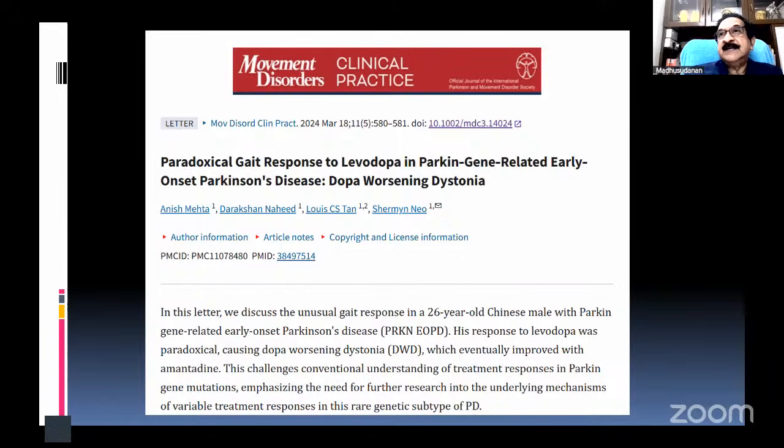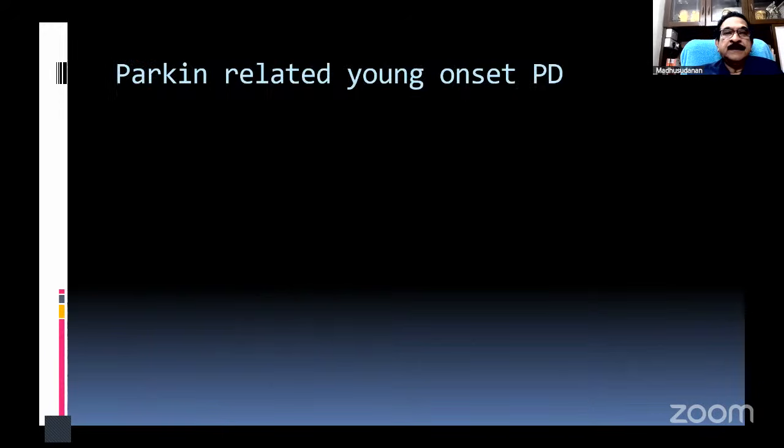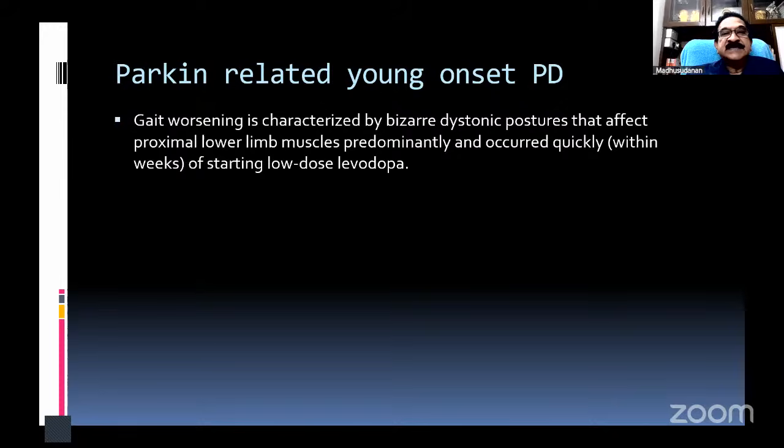This is another article, as was pointed out. This is something that is more common in genetic Parkinsonism. They can show this abnormal response to levodopa. This article shows a paradoxical response to levodopa in Parkin gene-related early-onset Parkinson's disease, with dopa-worsening dystonia. Here, the gait worsening is characterized by bizarre dystonic postures that affect the lower limb. Again, if you look at this particular patient, his dystonia was confined to the lower limb, and that too in the proximal muscles. The thigh was going into the abducted position.